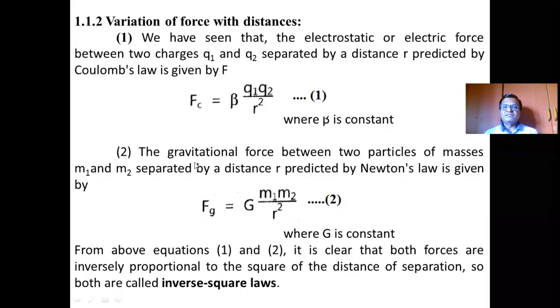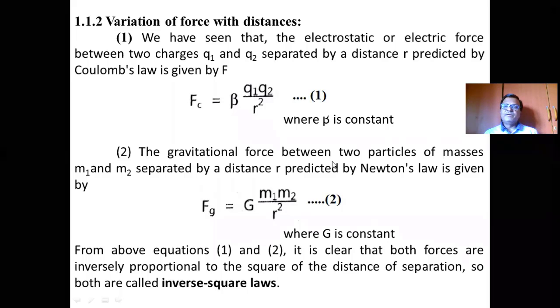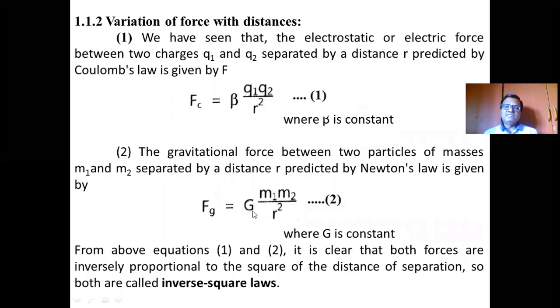And in case of gravitational force also, the force between two particles of masses m1 and m2 separated by some distance r is given by Newton's law, that is Fg is equal to capital G into m1 m2 upon r square, where G is constant. Now, using equations 1 and 2, it is clear that both the forces are inversely proportional to the square of the distance between them. That means the force varies with respect to the distance r.